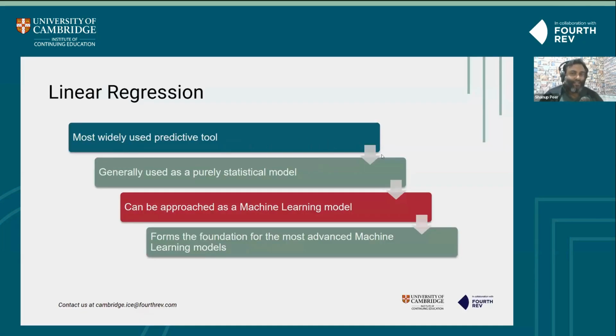Now, linear regression arguably is the most widely used predictive tool in existence today. As simple as it is, it is still the most widely used because of its simplicity and because of how explainable the model is. Now, when I say that it is the most widely used, it is the most widely used as a purely statistical model.